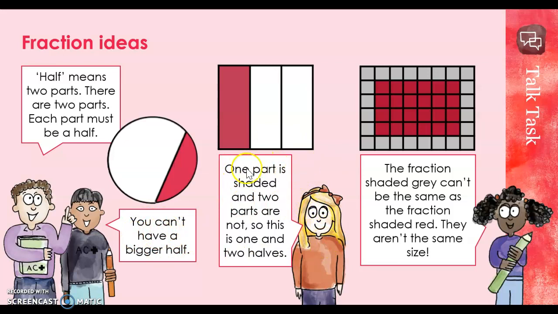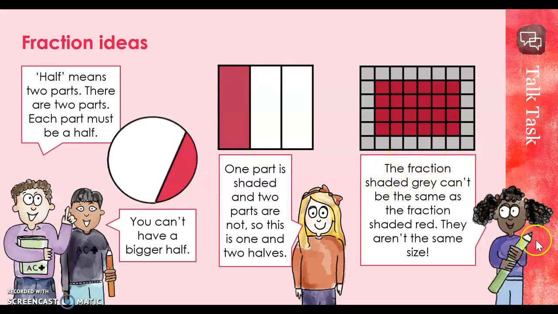Moving on to this girl here. 1 part is shaded and 2 parts are not. So this is 1 and 2 halves. Wondering what you thought about that one. Well, as you can see, these are 1 whole square and it's been split into 3 equal parts. So each of these parts is equal to 1/3, 1 the numerator and 3 the denominator. So actually what we have here is 3/3, 1 of which is red, and 2/3 which are white.